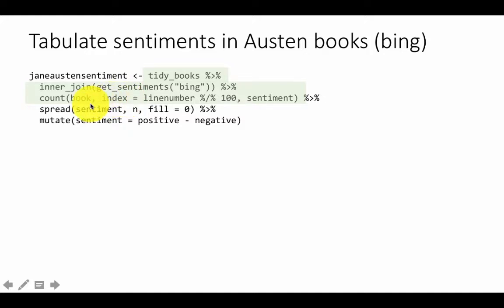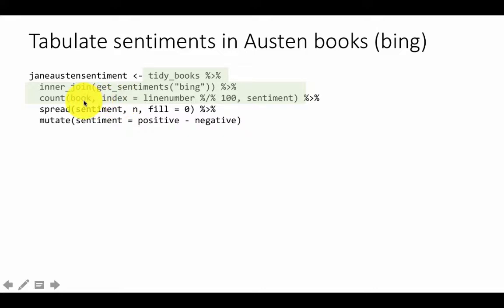Now let's also count the books by book and index and sentiment. Look at what we are doing with index: we are saying index equals line number integer divided by 100. So lines 0 to 99 will have an index of 0, because if you do an integer division by 100, the quotient is 0. Lines 100 to 199 will all have an index of 1, and lines 200 to 299 will have an index of 2, and so on. As I described earlier, we are breaking each book into chunks of 100 lines, so that's what index is going to indicate.